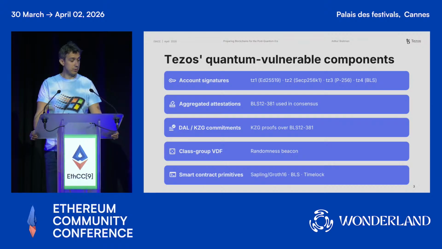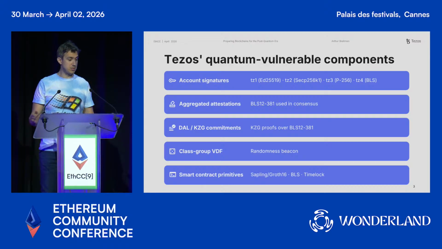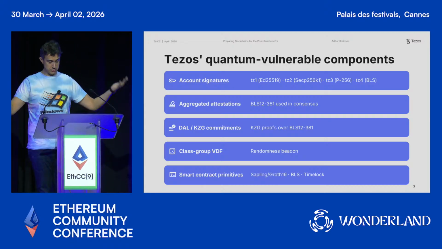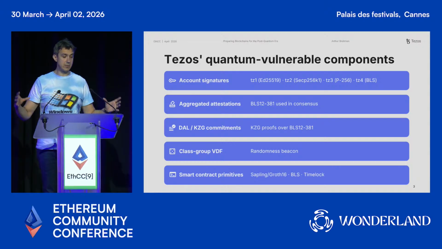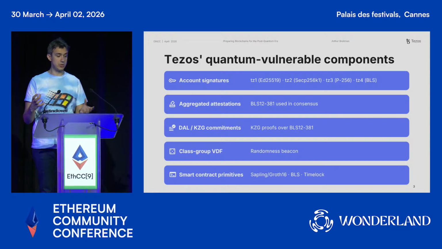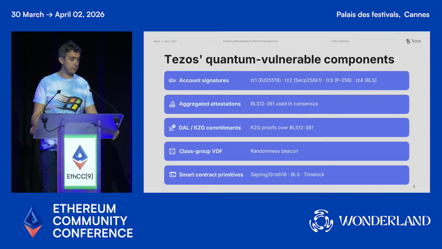So what do we have? Well, we have the account signatures, of course. We use different keys in the Tezos network. TZ1s are based on ED25519. All of these are elliptic curves, and of course, they are vulnerable, including also BLS, which uses pairing signatures. That is also vulnerable. Then we have aggregated attestations. It's fairly new, but now in the Tezos protocol, when the bakers participate and they vote on a block, as part of proof of stake, we can aggregate the signatures into a single signature. This is really for efficiency, and this uses BLS.